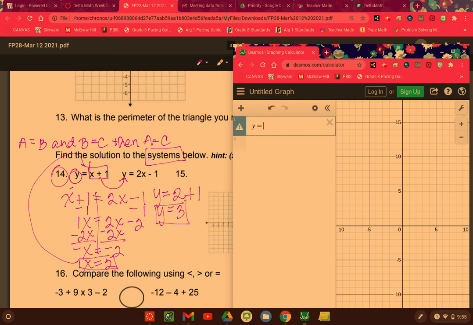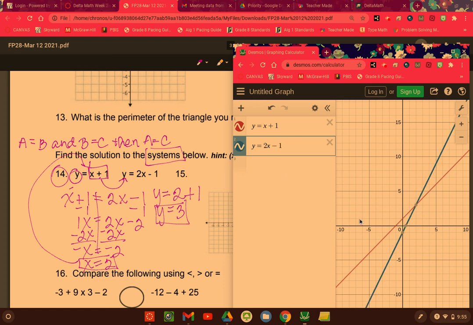Y equals x plus 1. Okay, so here is this equation. And then the second one is y equals 2x minus 1. Okay, so both of them are graphed. And so what we want to look for is where do they meet? So they meet right here. And what is that point? 2, 3. What that means is this is the x and the y value that make both of these true.